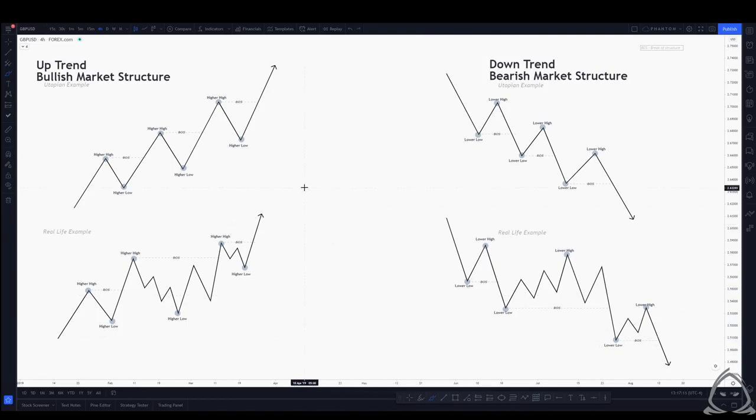And on the flip side, if we're looking for a bear trend, we're looking for lower lows and lower highs to be created. And then once we are waiting for our next lower low to be created, we're trading within this price range.